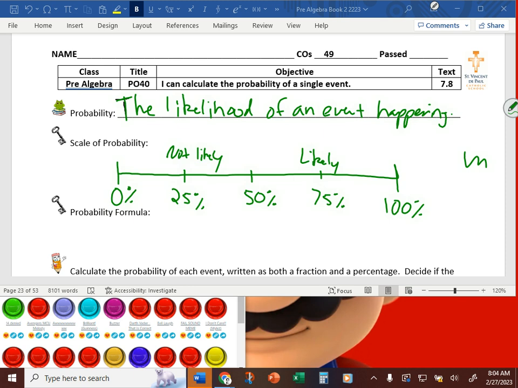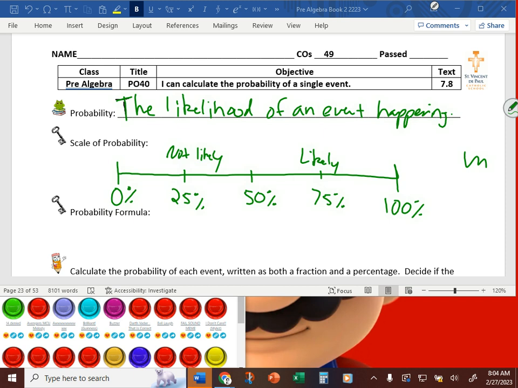Okay? And now for the probability formula. Anyone think back to last year? How do you actually calculate probability? How do you actually calculate the probability, the percent chance that something is going to happen? Okay, well, here we go. We're all going to learn something new then.